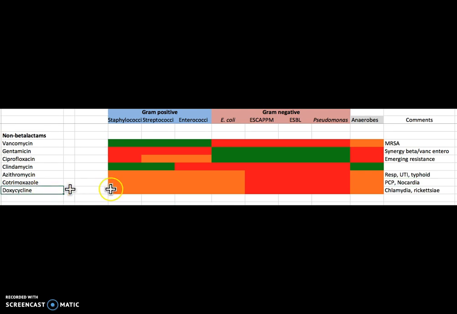Doxycycline, again similar to Bactrim, has spotty coverage of the gram-positives and anaerobes, is not particularly good for gram-negatives, and has niche uses in chlamydia and rickettsial infection.